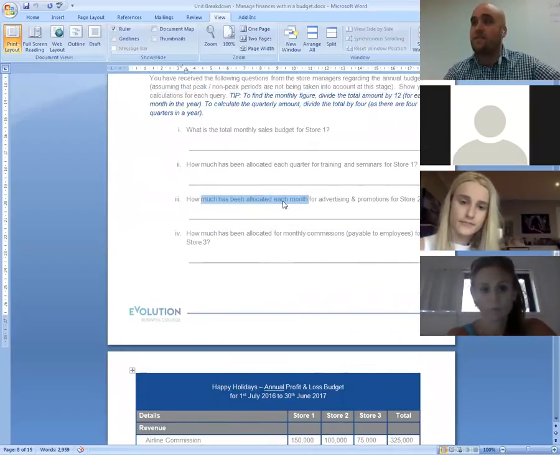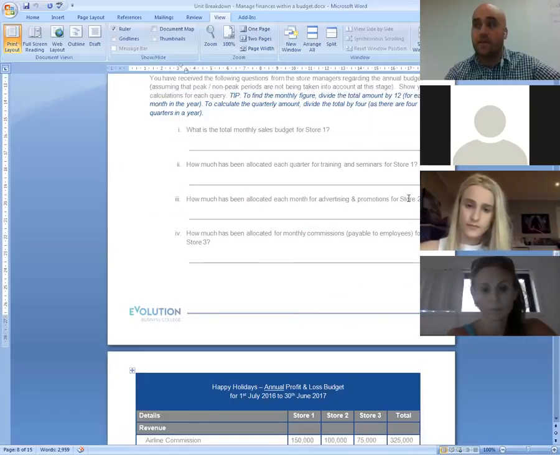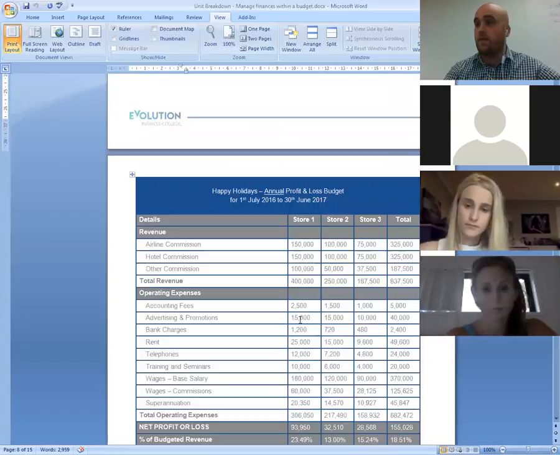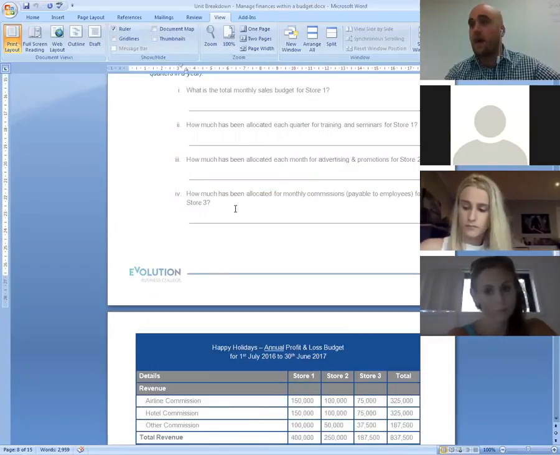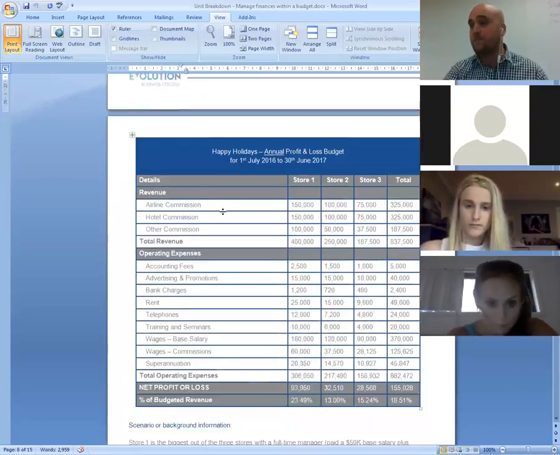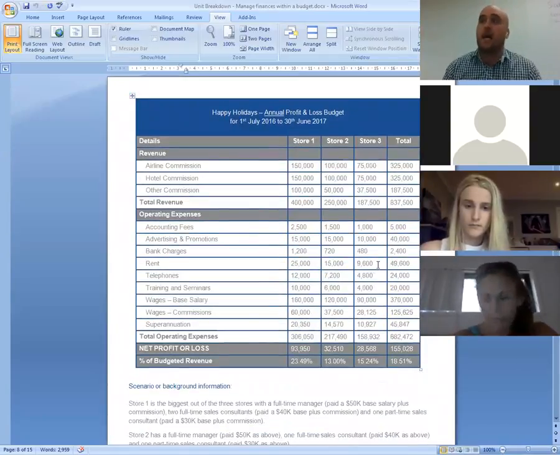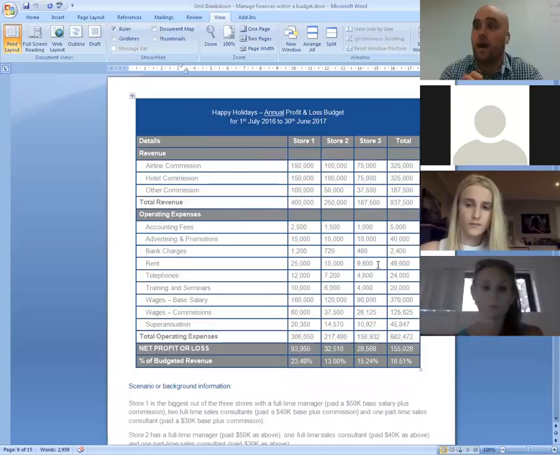Again, similar, how much has been allocated each month for advertising and promotions for store 2. Just remember, it's store 2 now, not store 1. Find your advertising and promotions, store 2, and it's each month, so divided by 12. It's pretty much that simple. Similar again to the fourth question. I can't really tell you too much without giving away the answer, but that's basically the procedure we want to see you go through.